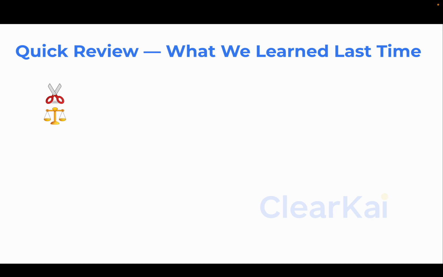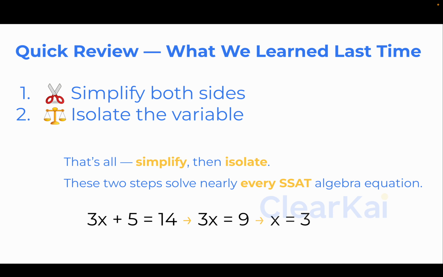Before we jump into the new problems, let's take a quick review of what we learned last time. There were really just two key steps for solving linear equations. Step 1. Simplify both sides. That means combine like terms and clean things up so the equation looks simpler. Step 2. Isolate the variable. Move everything else away from x, so x stands alone. That's it. Simplify and isolate.